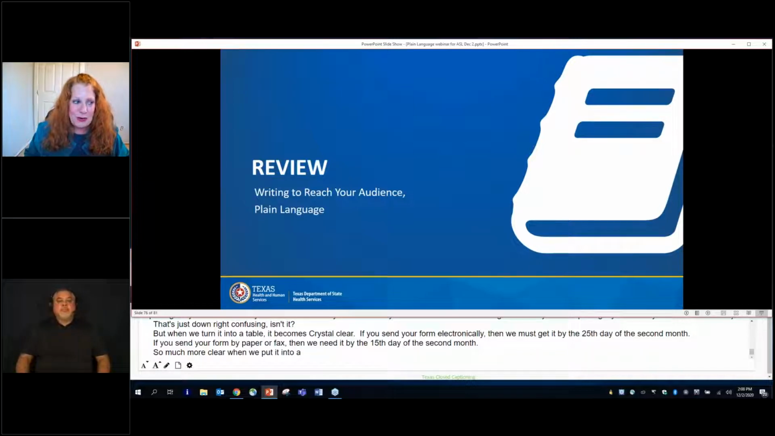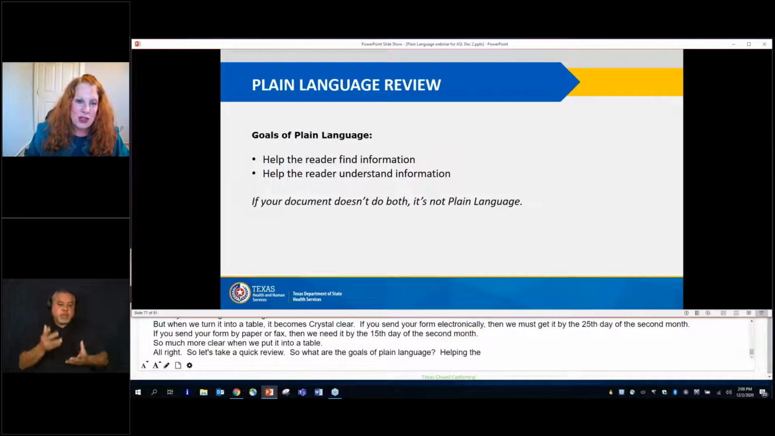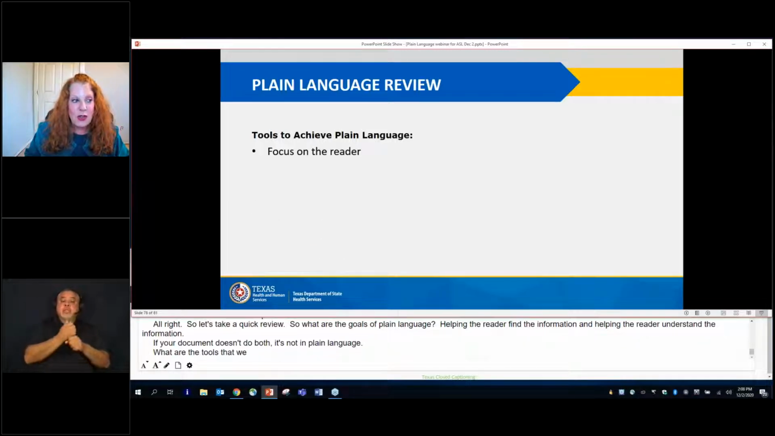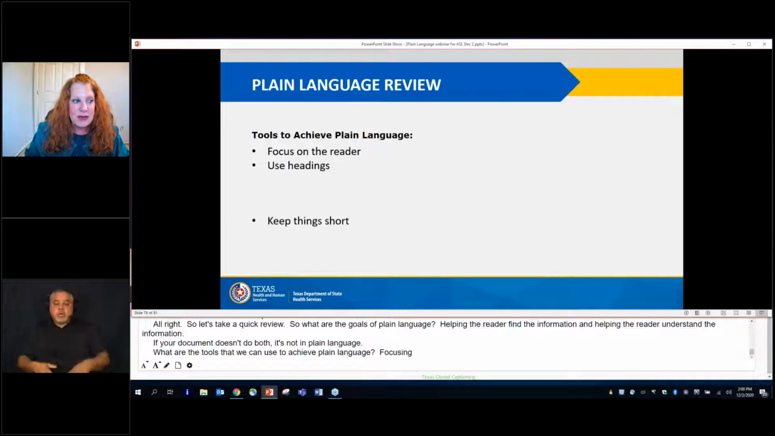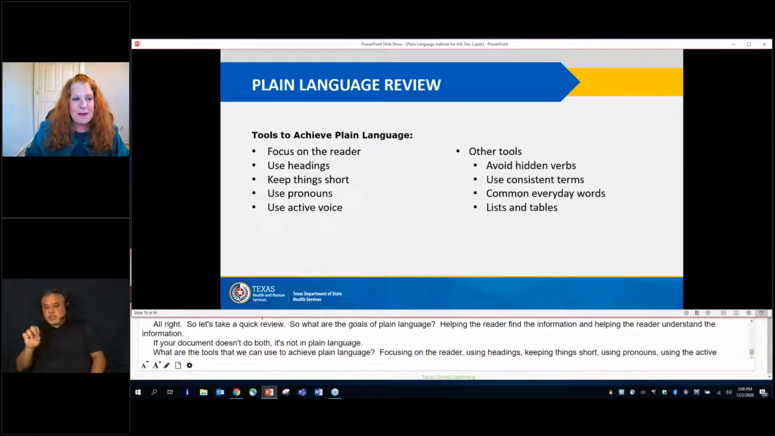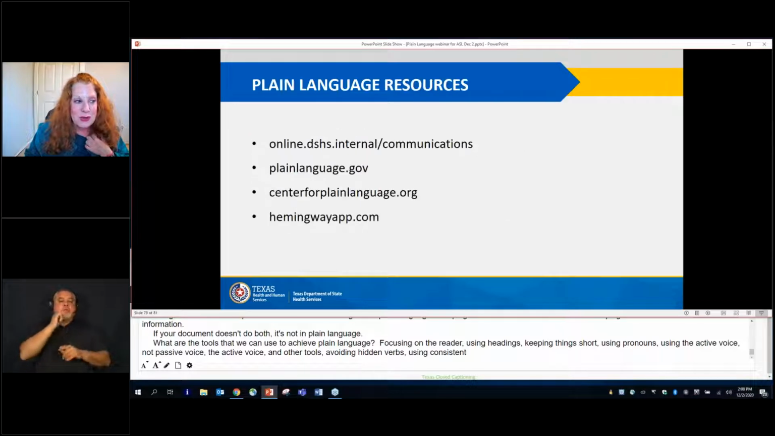All right, so let's take a quick review. What are the goals of plain language? Well, helping the reader find the information and helping the reader understand the information. If your document doesn't do both, it's not in plain language. What are the tools that we can use to achieve plain language? Focusing on the reader, using headings, keeping things short, using pronouns, using the active voice, not passive voice, avoiding hidden verbs, using consistent terms, using common and everyday words, and using lists and tables.